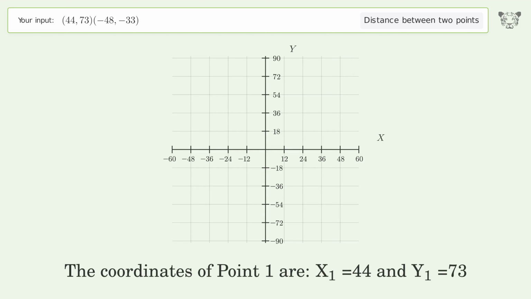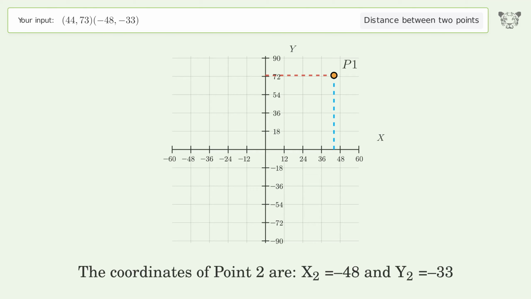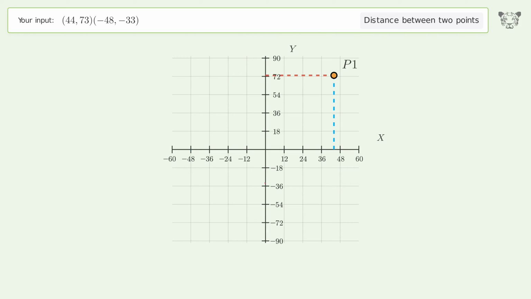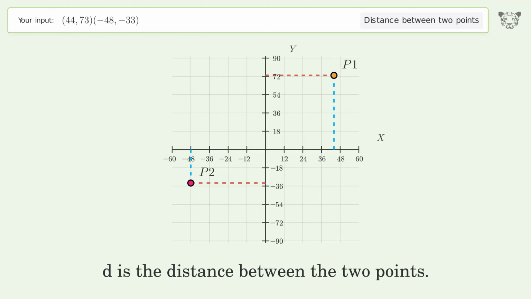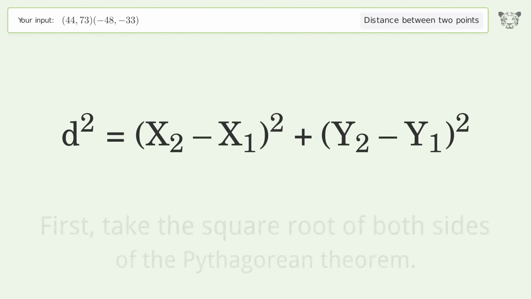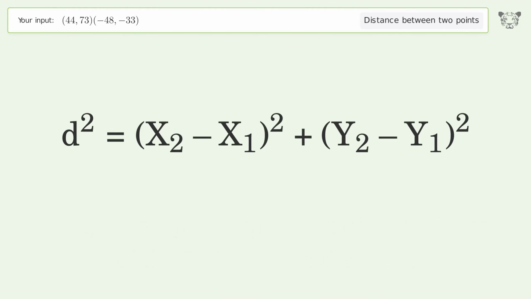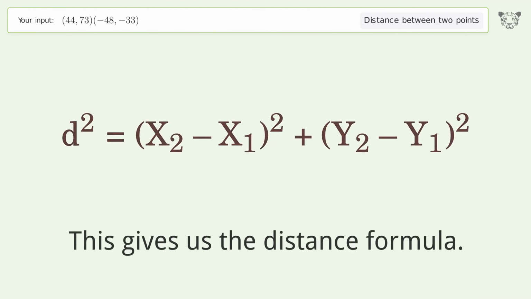The coordinates of point 1 are x1 equals 44 and y1 equals 73. The coordinates of point 2 are x2 equals negative 48 and y2 equals negative 33. D is the distance between the 2 points. First, take the square root of both sides of the Pythagorean theorem. This gives us the distance formula.